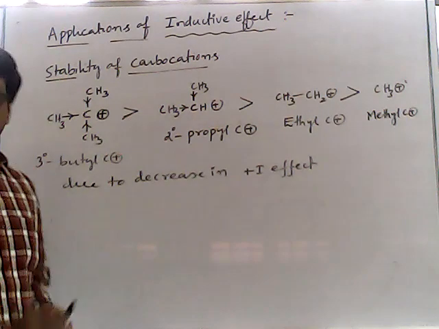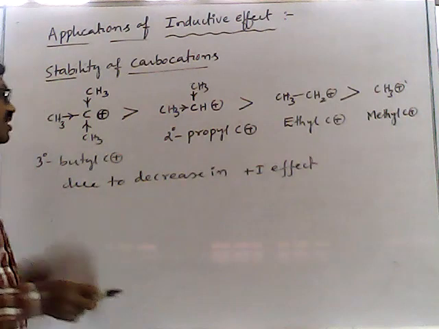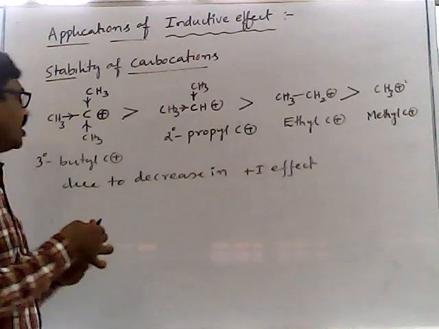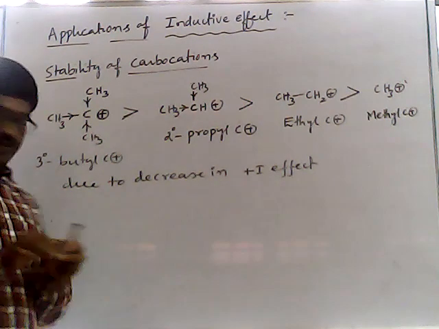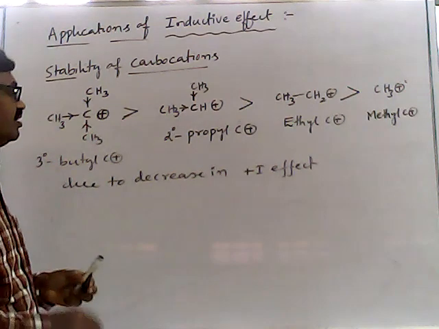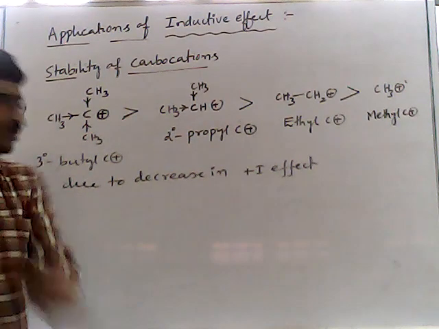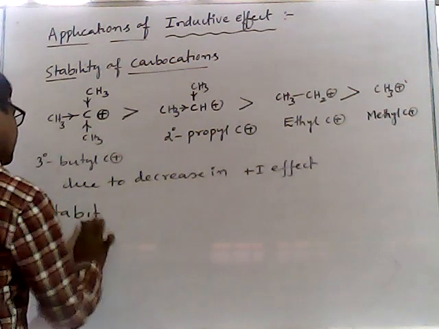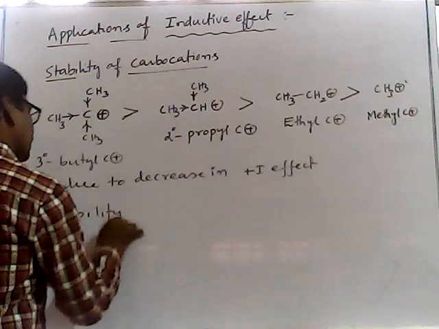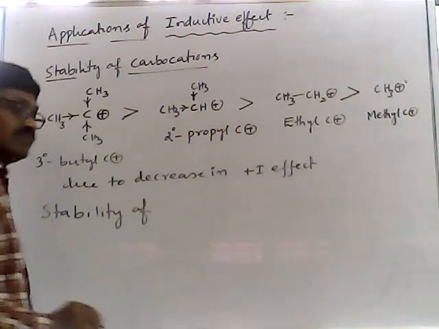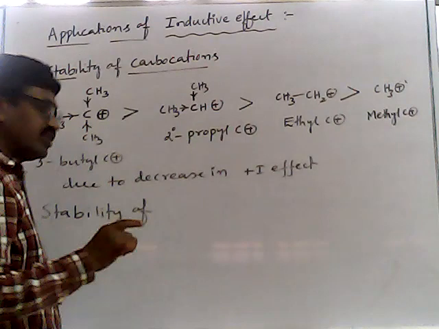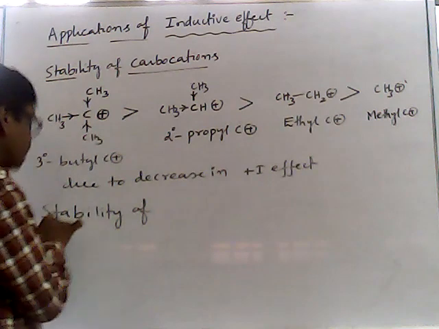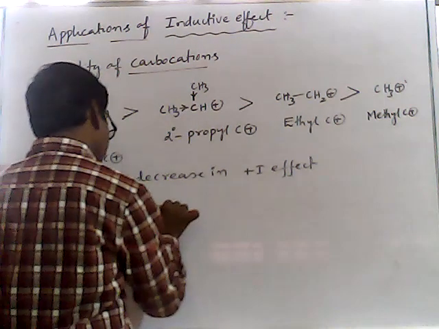Then for carbanions, it is reverse. So tertiary butyl carbanion, secondary propyl carbanion, ethyl carbanion, and methyl carbanion, if you write. Here I am writing the stability of carbocations, which is explained by one more polar effect, that is hyperconjugation. There also we will discuss. Here, by using inductive effect also we can explain the stability of carbocations and stability of carbanions.